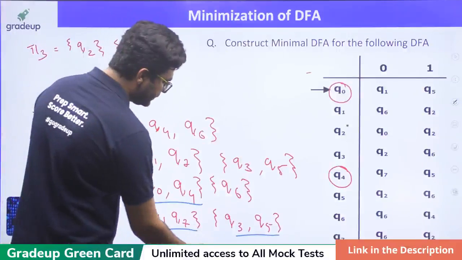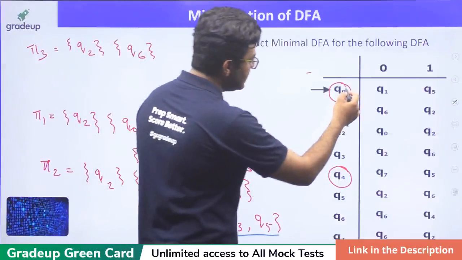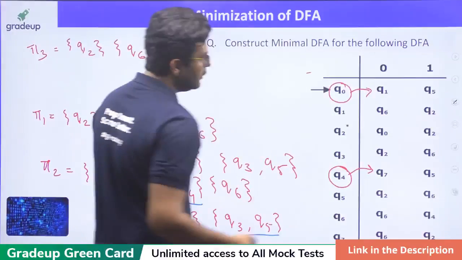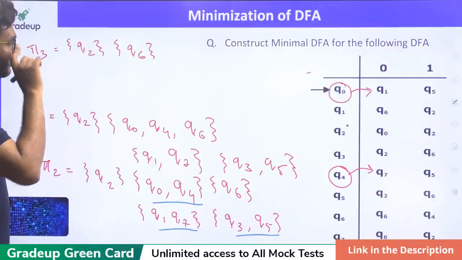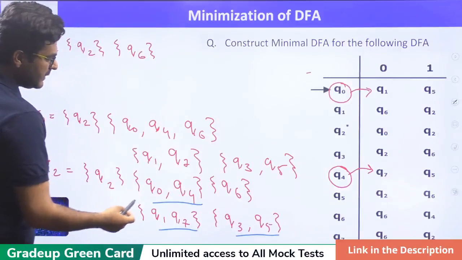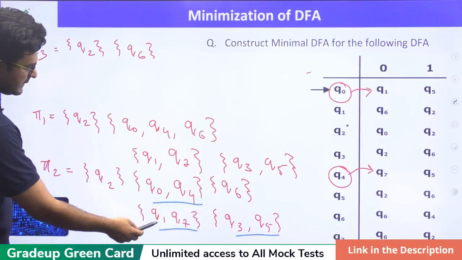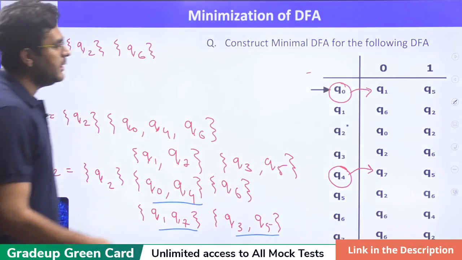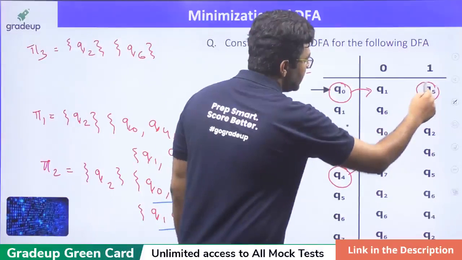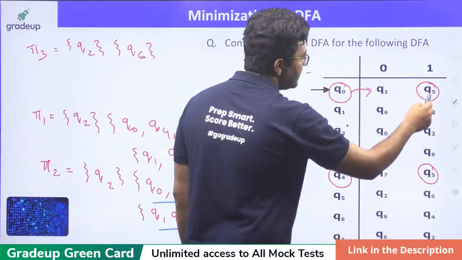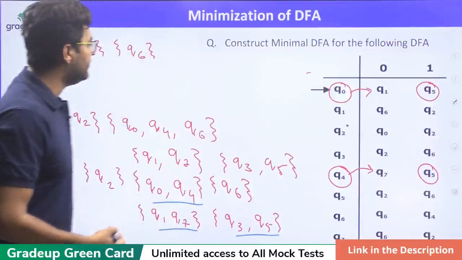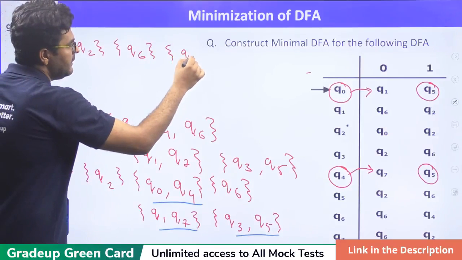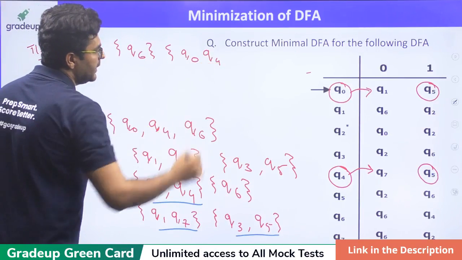Q0 for Q4. See, Q0 for Q4 will be this. Q1 and Q7. Now, what will happen? See, 1 and 7 is where? 1 is here and 7 is in the next state. So, we can keep it. No, we need to check further for the 1 transition, and here the 1 transition is giving Q5 and Q5. So, we can keep Q0 and Q4 together.